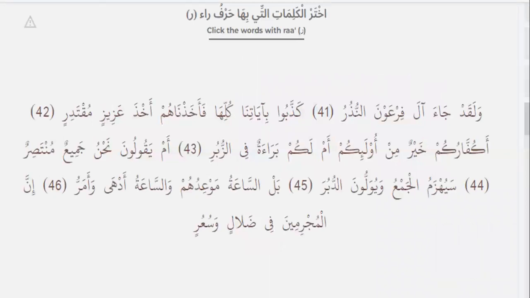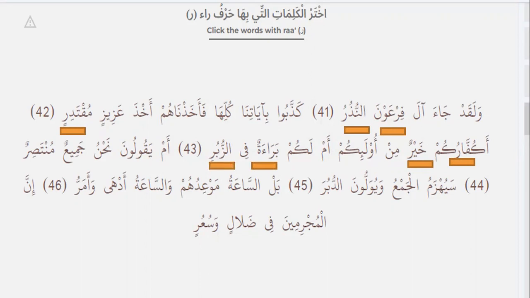Please click the words with Ra. Look at the ayat. Can you find the words with letter Ra? Yes, Fir'auna. And Nuzuru, very good. Another word is? Muqtadirin. Akuffarukum. Khayrum. Bara'atun.